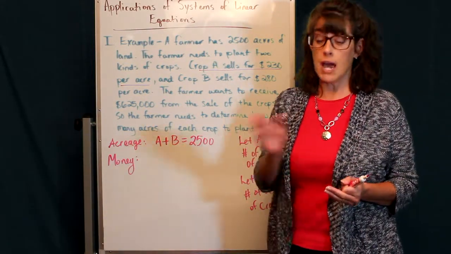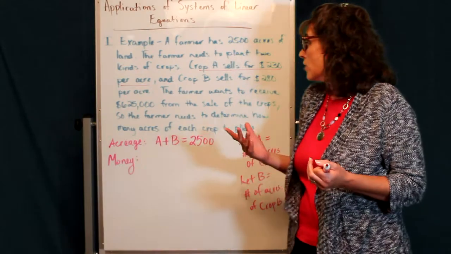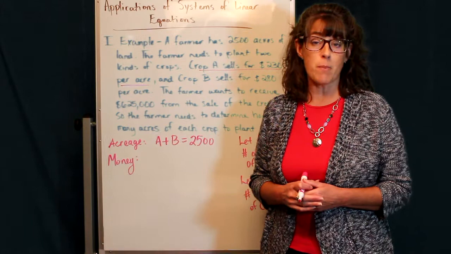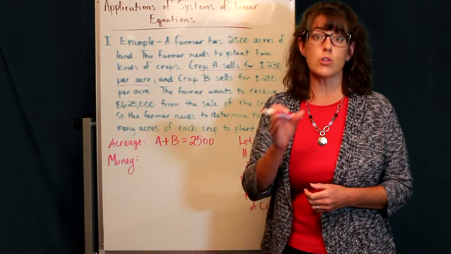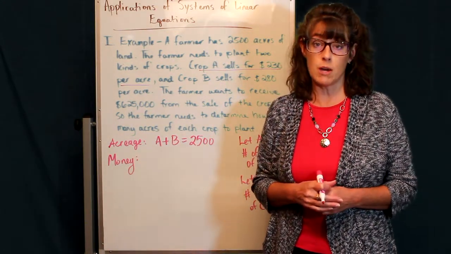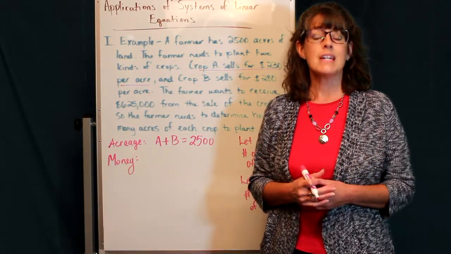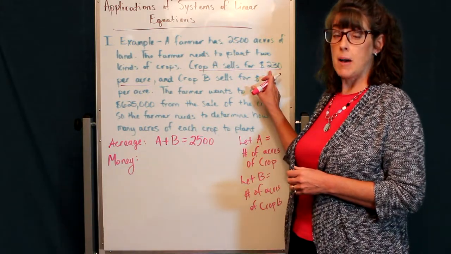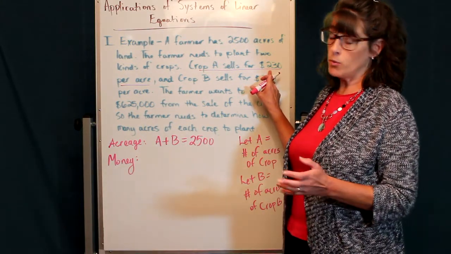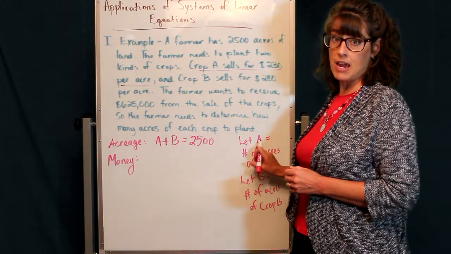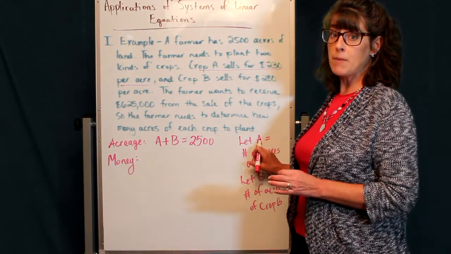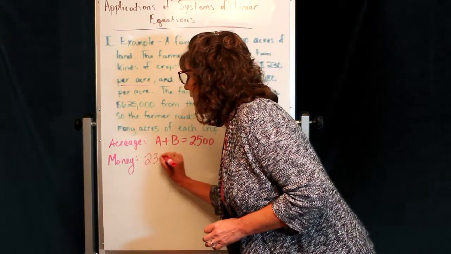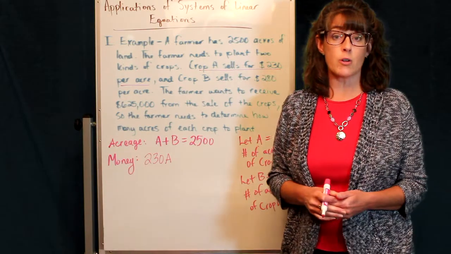What would be faster than adding up 230 every single time? Because what if the farmer's going to sell, like, 2,000 acres of crop A? I don't want to go 230, 230, 230, 2,000 times. I don't want to do that. What would be faster? Yes, multiplying the acreage by the amount. Now, how many acres of crop A? Remember, we don't know. We said let A represent the acreage for crop A. So we're going to multiply the $230 to the A, and that will give us the money that is being brought in on crop A.